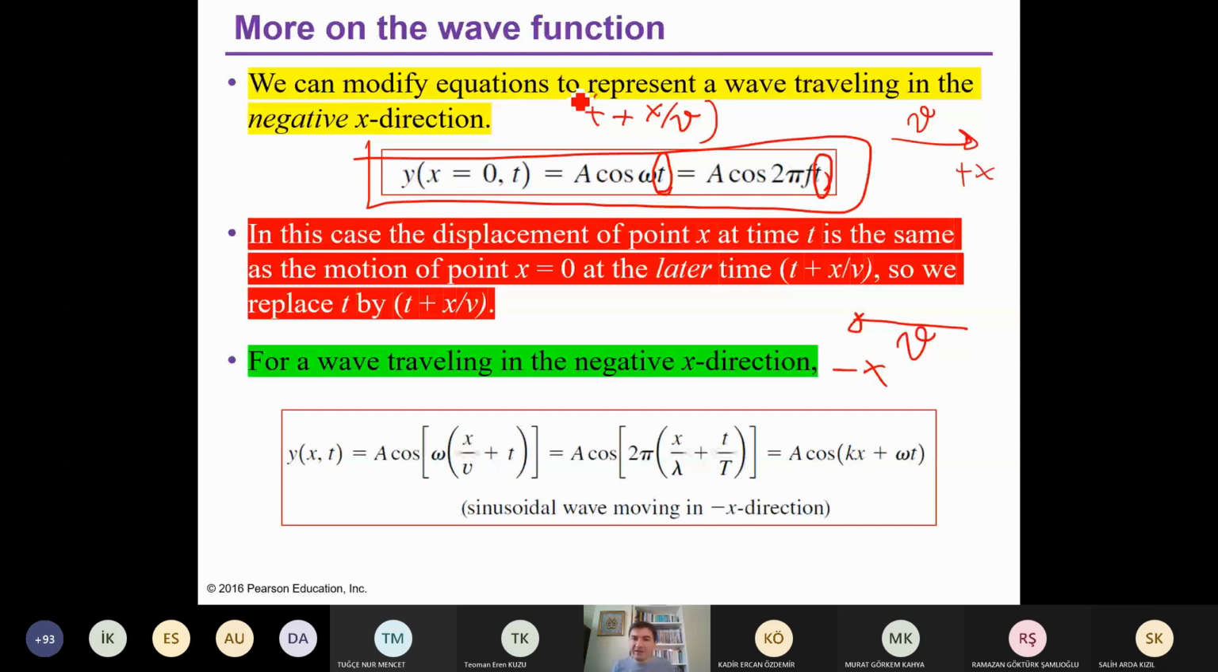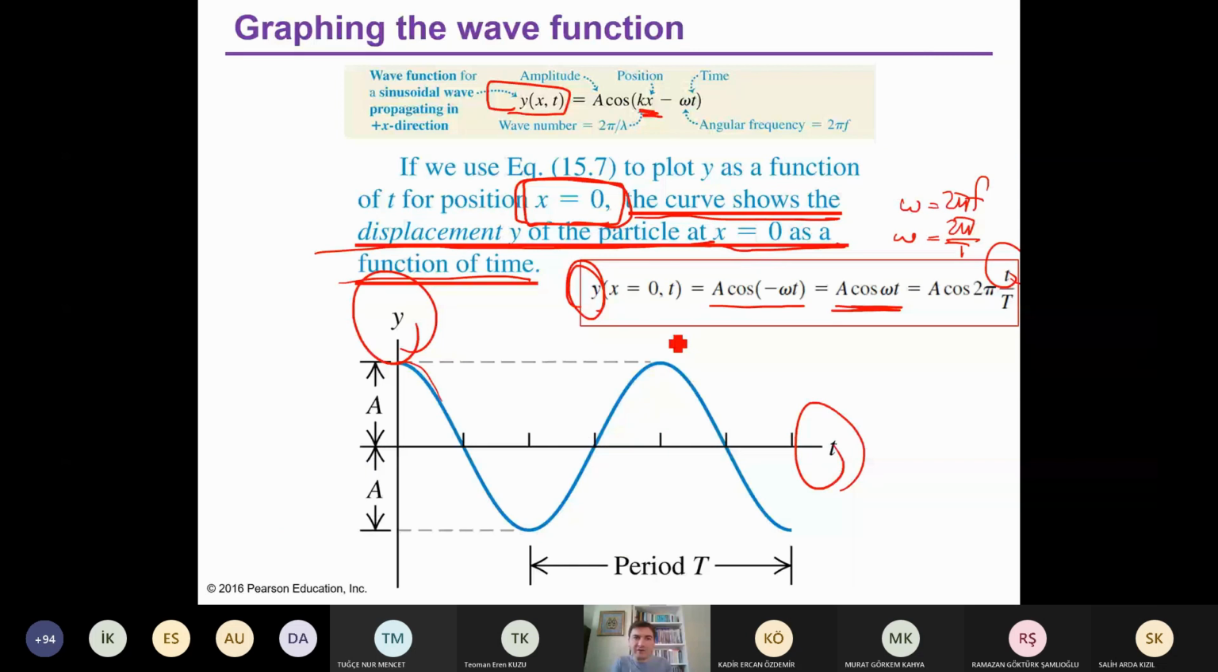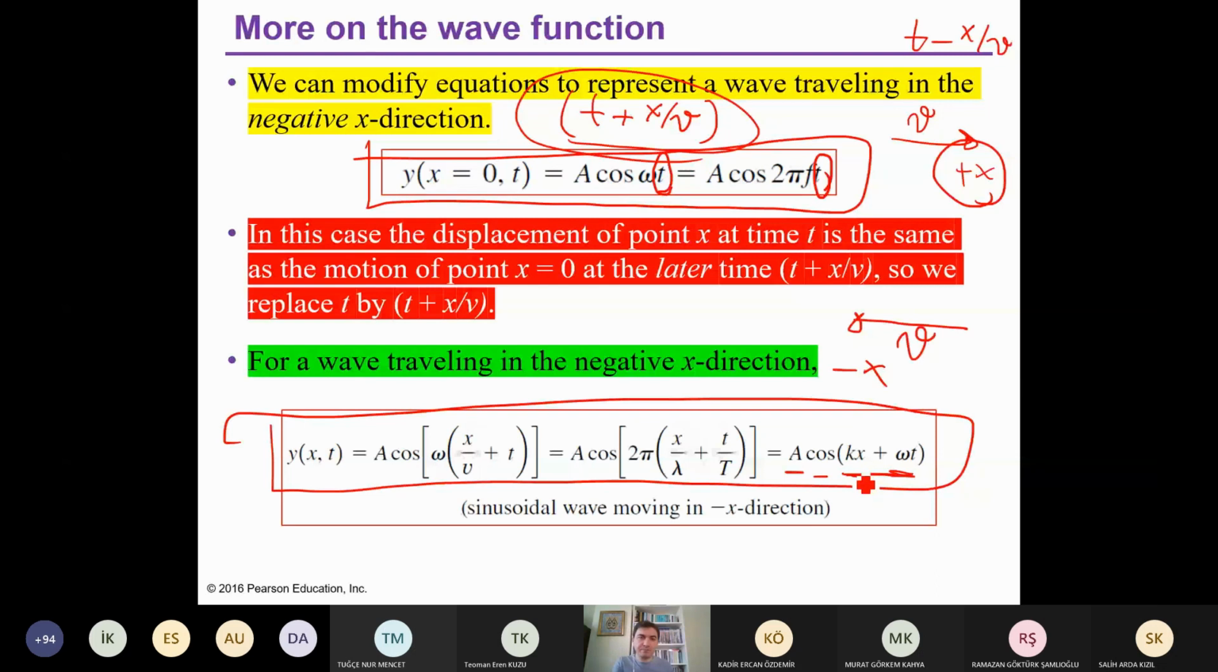But if the wave propagates along the negative x direction, then instead of time, you will use this one. Then you will get this expression. What do you see here, which is given: A cosine kx plus omega t? If the wave travels along the positive x, here we have minus omega t. But if the wave travels along the negative x direction, it is given with plus omega t. Okay, this is the sinusoidal wave moving in the negative x direction.